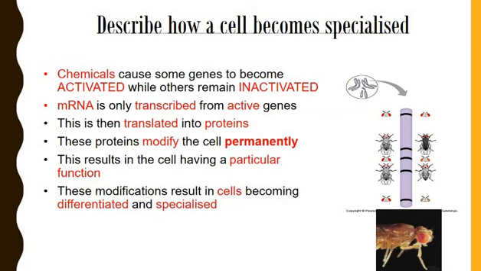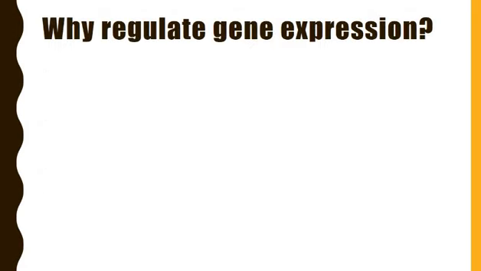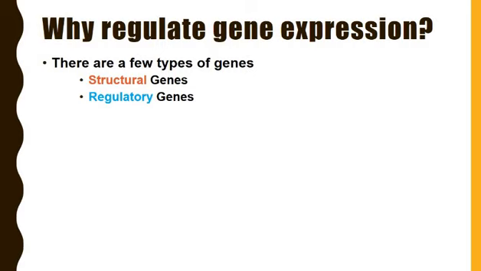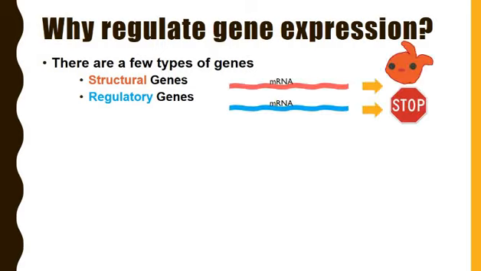We're going to look into this process in more detail today to see what sorts of chemicals could be causing genes to become activated and what can cause them to become inactivated. So, there are a few types of genes that we need to know about. There are the structural genes and the regulatory genes.